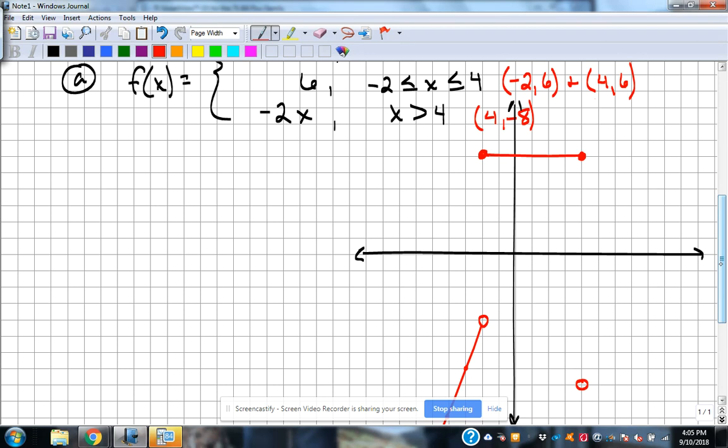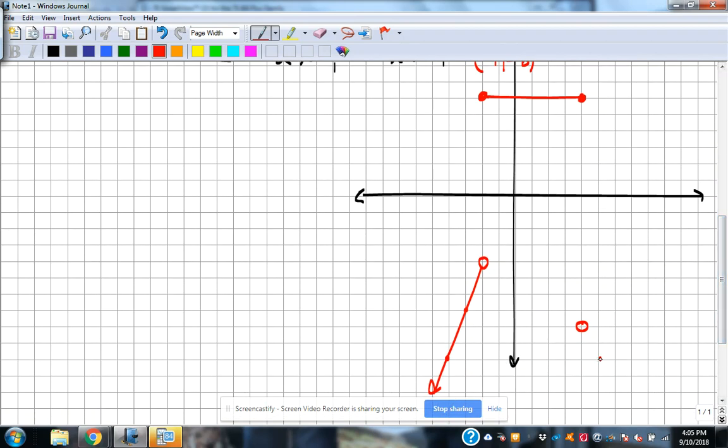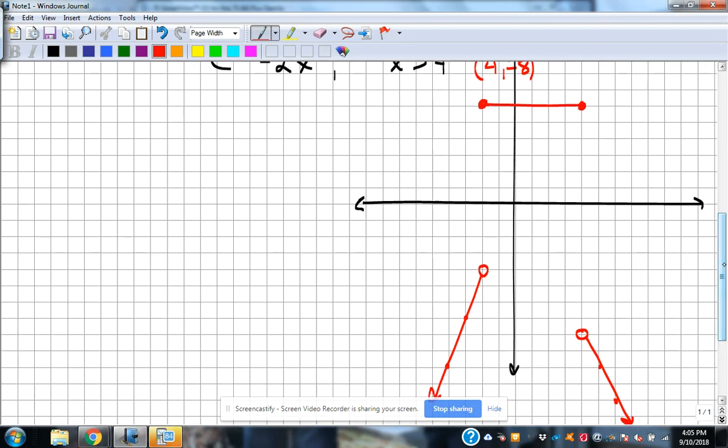So that's a linear equation, -2x, so it has a slope of -2. So I can take that and go down 2 over 1. And it follows that pattern the rest of the way from there. Okay. So we get the graph of that piecewise defined function. Looks like what we're seeing right there.